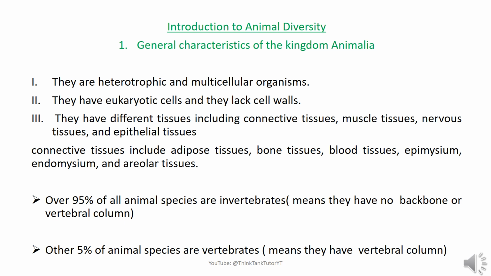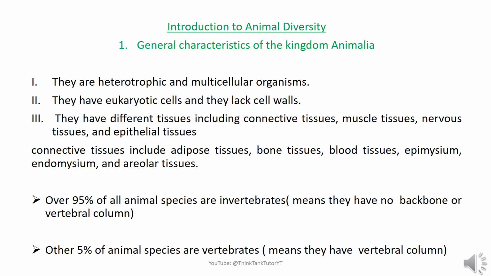Kingdom Animalia are heterotrophic and multicellular organisms. It means that they cannot produce their own food, according to heterotrophic nutrition, and they have many cells. That's why they are multicellular. Also, they have eukaryotic cells and they lack a cell wall. As you can see in other kingdoms such as fungi and plantae, those have cell walls, but in an animal cell there is no cell wall. Due to being eukaryotic, they have a true nucleus, meaning a nucleus with a nuclear membrane.